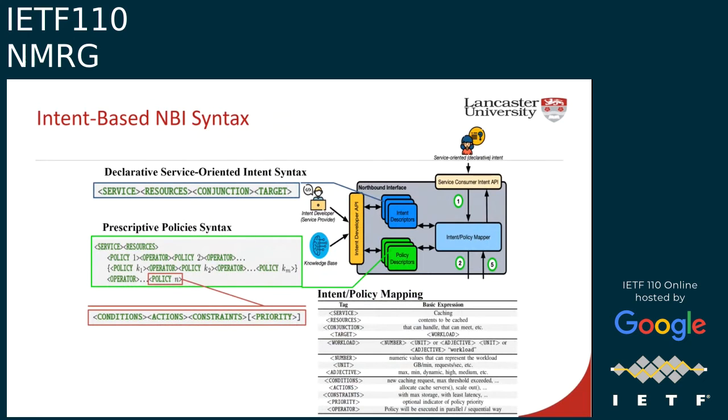So I'll discuss our proposed generic declarative intent expression. It's expressed in terms of service, resources, conjunction for readability, and target. So this can be decomposed by the intent developer or the service provider into a set of prescriptive policies that are connected using logical operators like and or, and each policy could be expressed in terms of conditions, actions, constraints, and optionally priority. Of course, we need to maintain the mapping between these intents and their corresponding policies, as you can see in the table below.